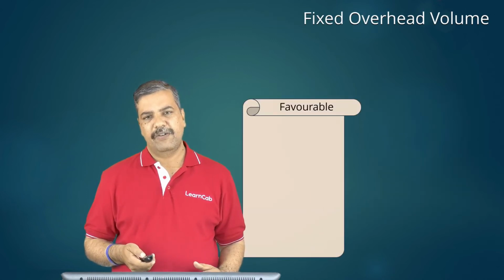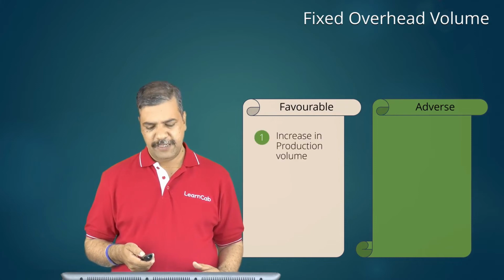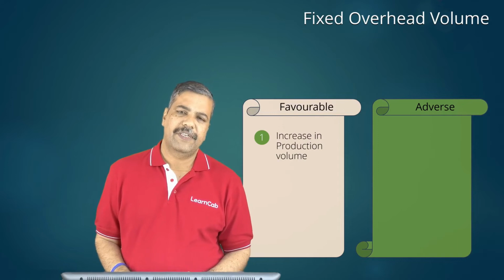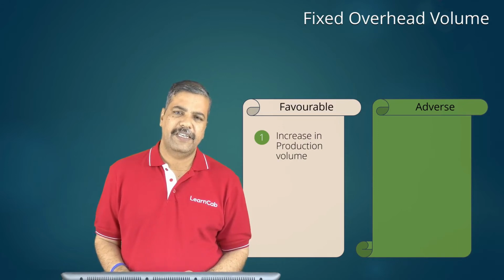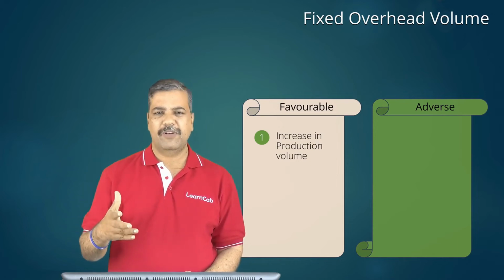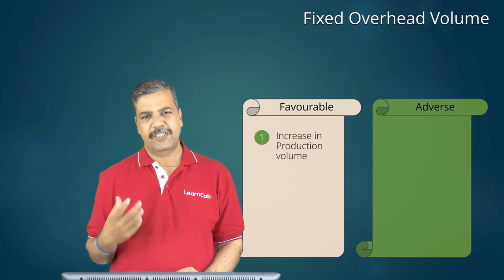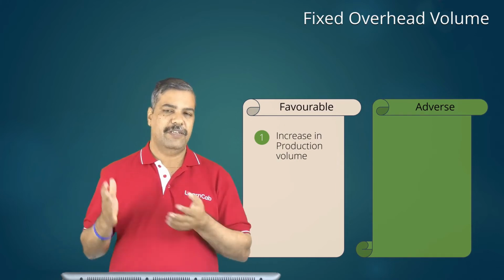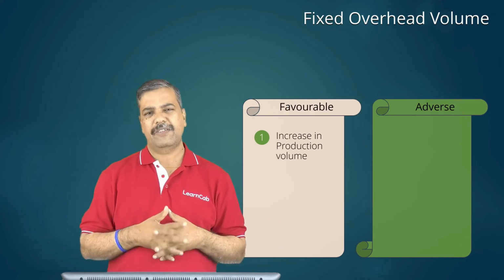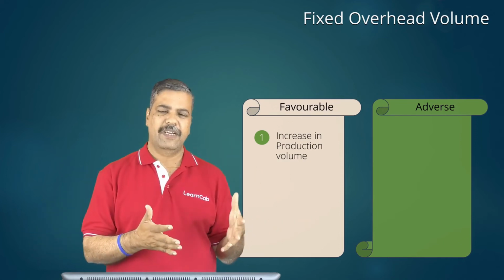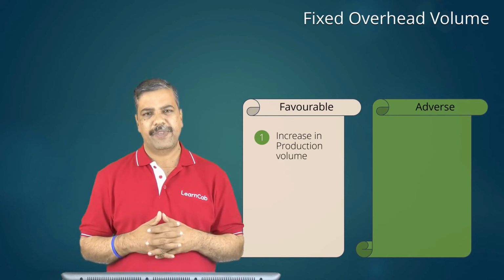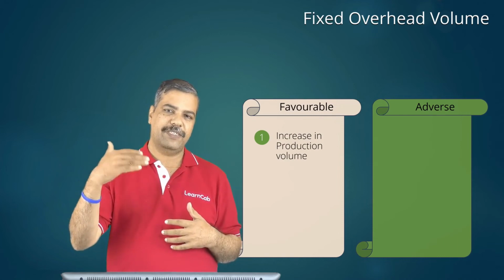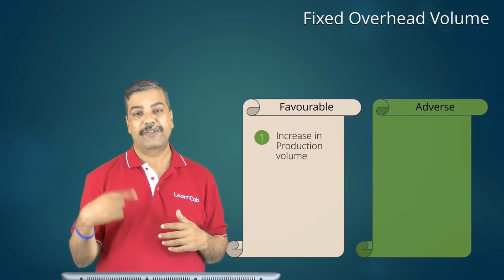So next is fixed overhead volume variance. So what are the favorable things we can talk about? Increase in production volume. See, fixed cost doesn't directly relate to the number of units you manufacture. You manufacture 0 units, still you need to incur the same fixed cost. You manufacture 1000 units, same fixed cost. 10,000 units, same fixed cost. 1 lakh units, same fixed cost. So fixed cost remains the same overall. Per unit it varies because you are dividing total fixed cost by total number of units manufactured.